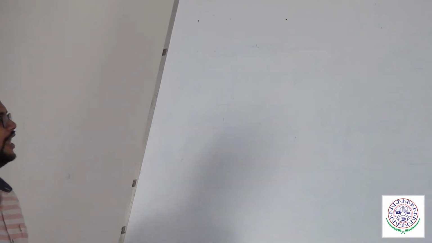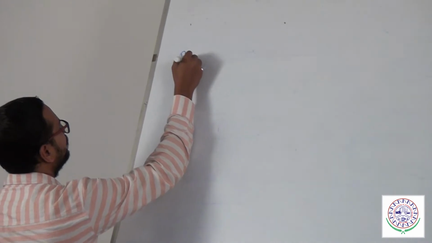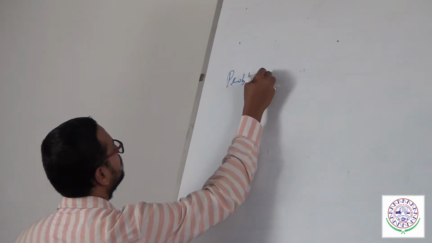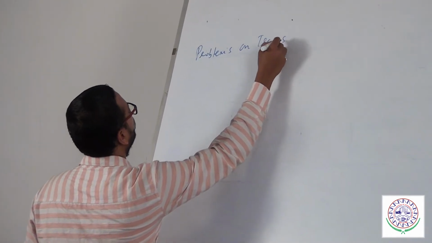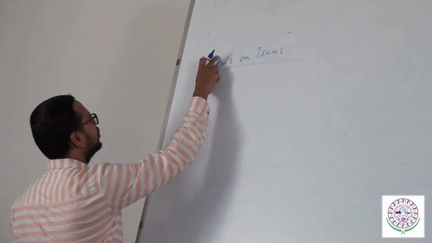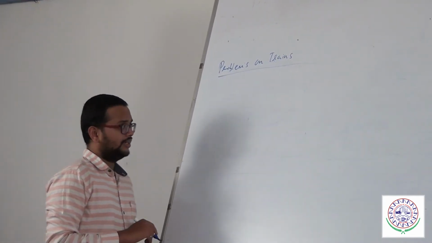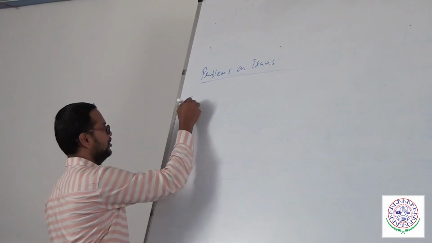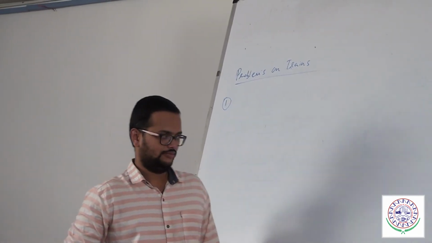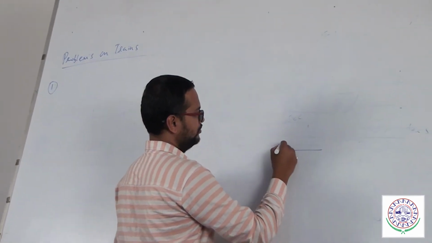As we have seen time, distance and speed, we'll see the concept of problems on trains. That is also one more important topic. Now generally in problems of trains, try to understand the most important points. Very important.